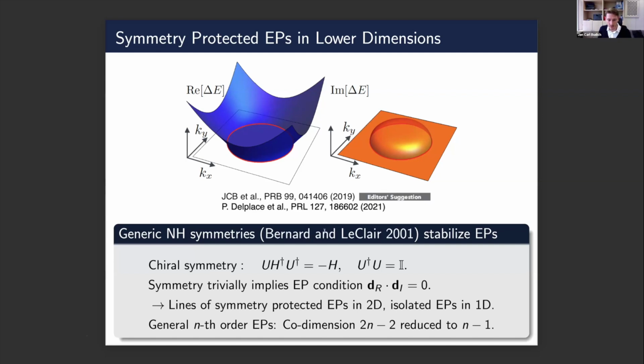But here I want to focus on the effect on the codimension, or the abundance, of exceptional points of degeneracies in non-Hermitian systems. And if you have a symmetry that somehow relates the spectrum to its complex conjugate, such as this chiral symmetry here, note the Hermitian conjugate in the equation: the Hamiltonian is up to a minus sign its Hermitian conjugate, up to a unitary transformation.